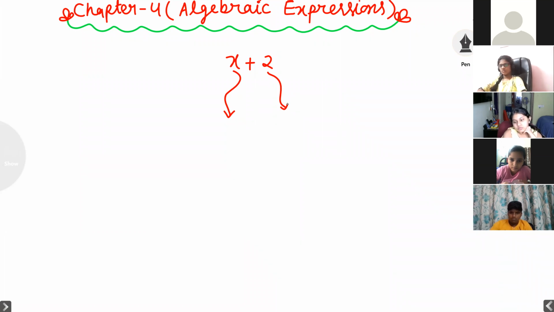What is the meaning of expression? Expression is not facial expression. Facial expression is different. Algebra expression is different. Understood? If you are smiling, that is your facial expression. But in algebra, expression is different. What is expression? Expression is a single term or multiple terms connected by the symbol positive or negative.